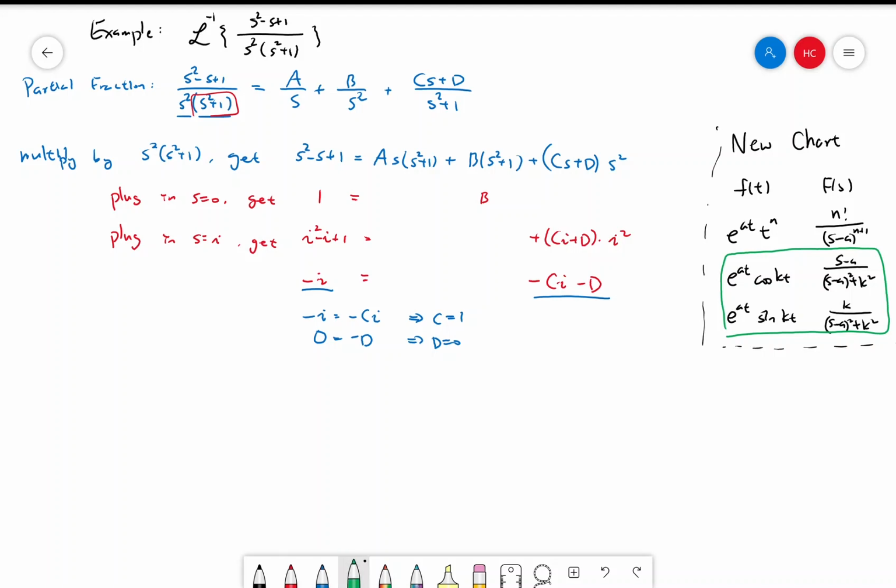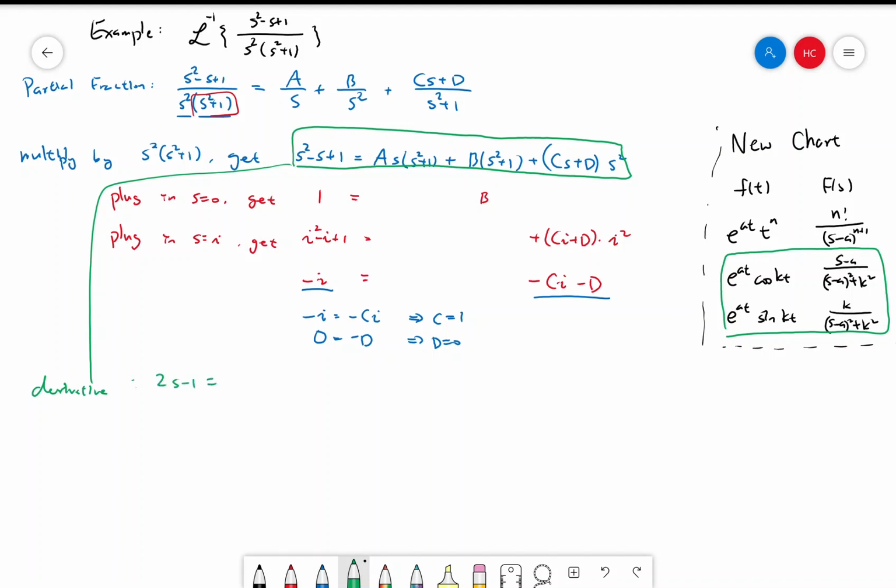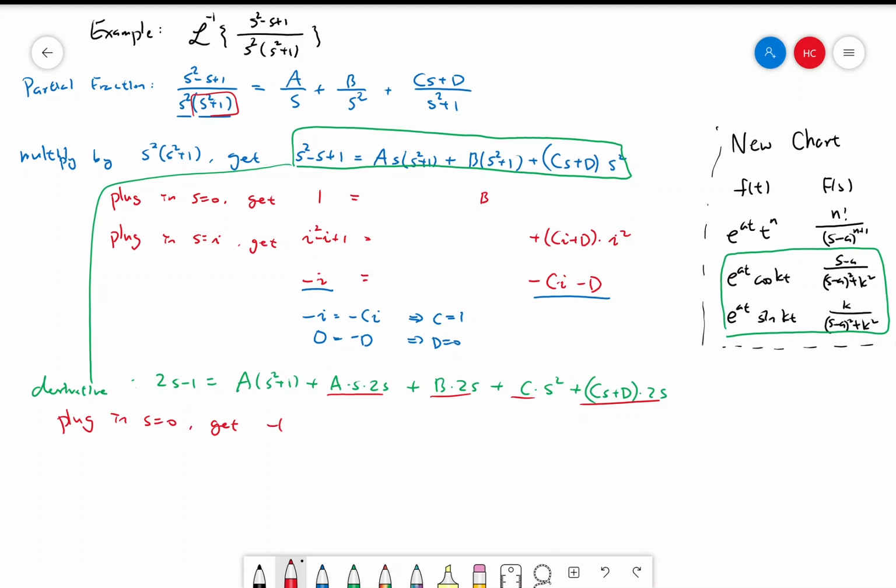Okay, to find out what a is, it's a little more complicated. We need to first take the derivative. So we get 2s minus 1 equals, for a, we have to use the product rule: a times (s squared plus 1) plus a times s times 2s, and then plus b times 2s, plus c times s squared, product rule again, plus (cs + d) times 2s. You notice that every single term except the first term has s in it, so we plug in s equal to 0. And we get negative 1 equals a. Everything else went away when we plug in s equal to 0.